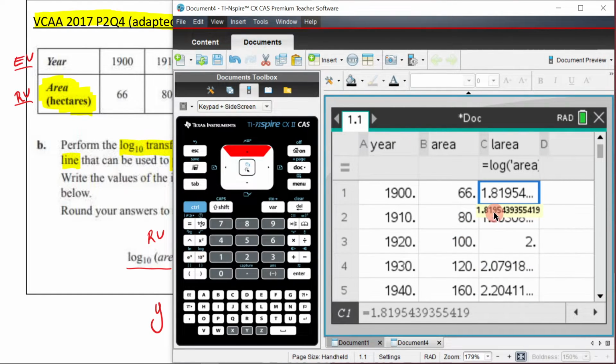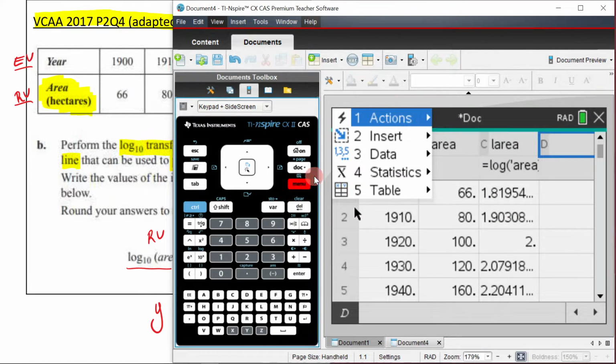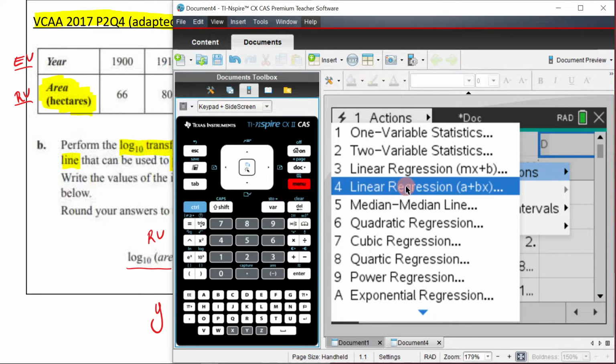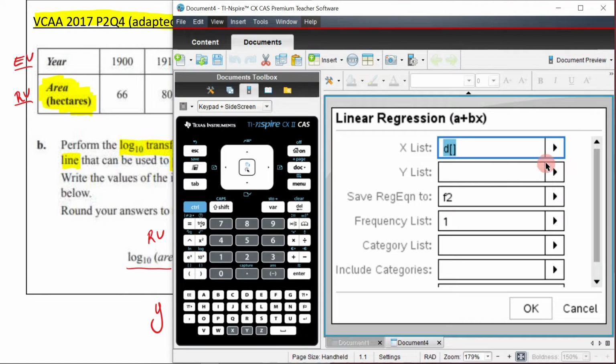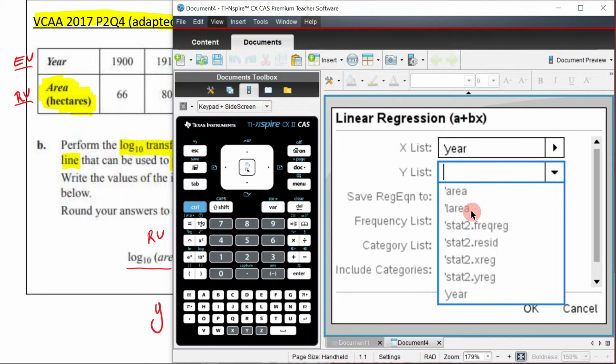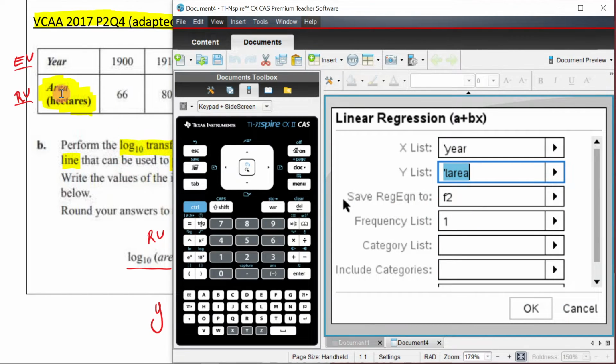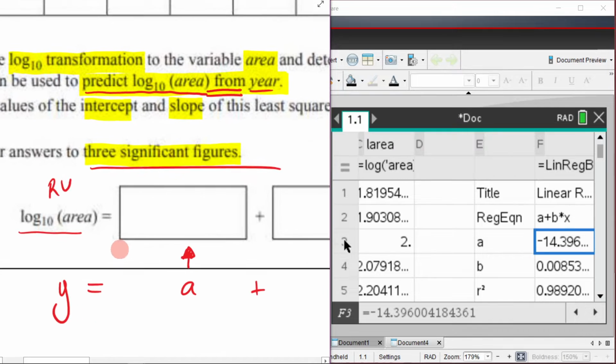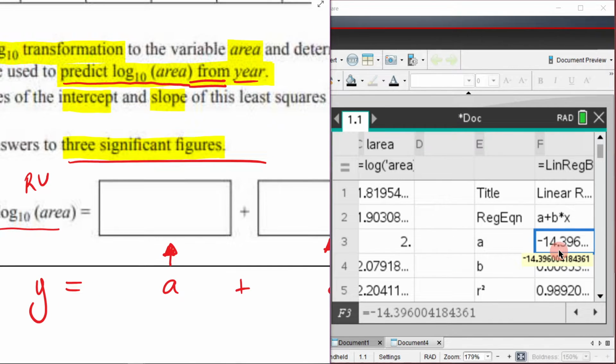I now need to generate a least squares regression line. I'll put my cursor over here and then just go menu, statistics, stat calculations, linear regression a plus bx, hit OK. My x is going to be the year and my y is going to be the log area, because you're performing the log 10 transformation to your response variable there. So we hit OK. And we're going to get some numbers out here. So now we can put these numbers into their correct spots. So our a is negative 14.396.